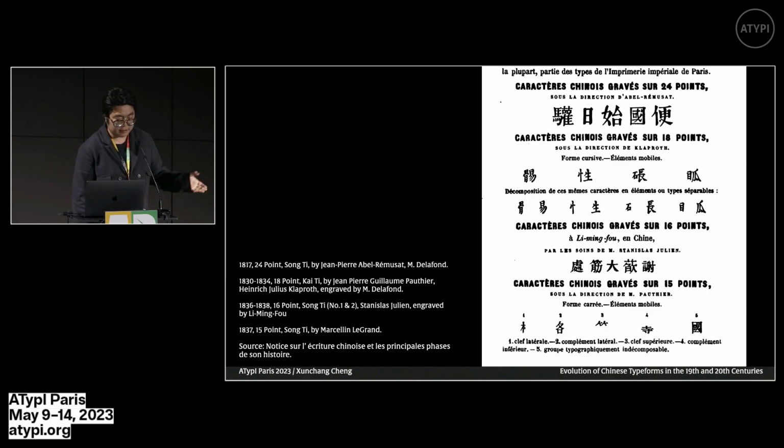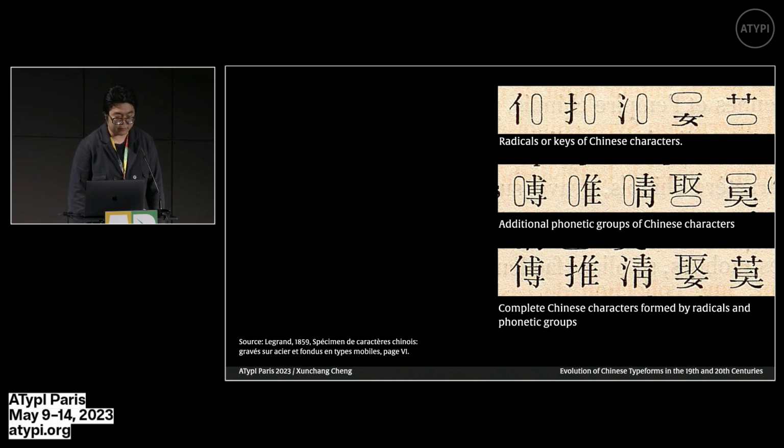And facing such a huge challenge, European sinologists and typefounders in Europe actually produced many Chinese fonts in the 18th and 19th centuries. And Léon de Rosny listed most of the Chinese fonts that the typefounders produced according to the size of the type, published in 1854.